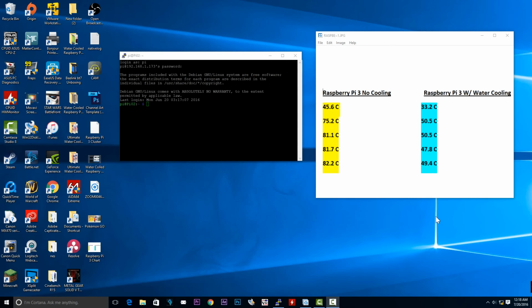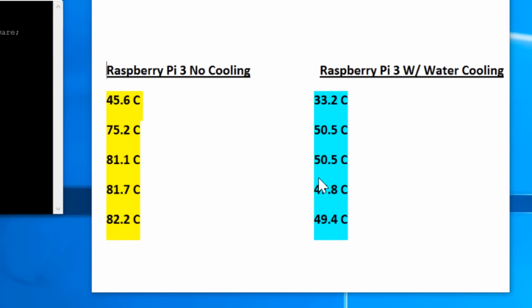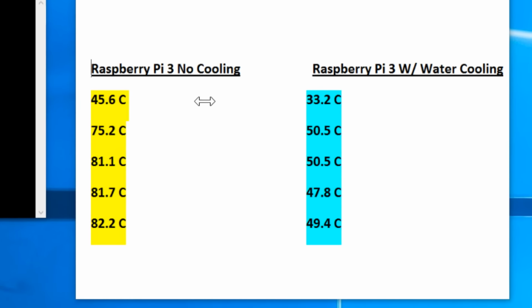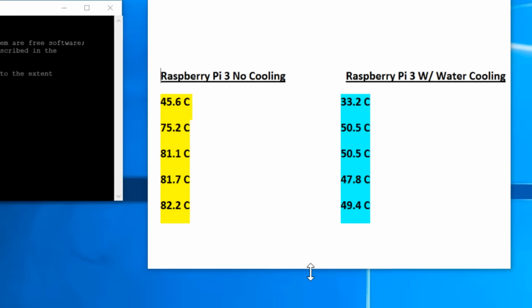Now, about 3 or 4 videos ago, I did some benchmarks where I compared 2 Raspberry Pi 3s, one with no cooling and one with water cooling. These are the results I got here. And as you can see, the one with water cooling was a lot better. But now, since I built the ultimate water-cooled Raspberry Pi 3, I want to see how cool we got it. So now we're going to run some more benchmarks to see what temps we get.